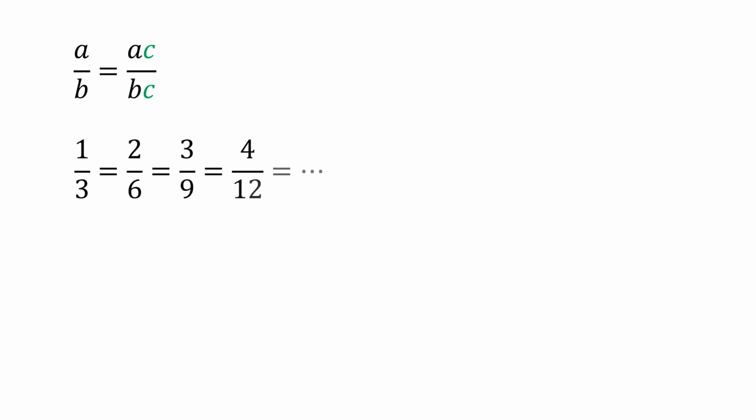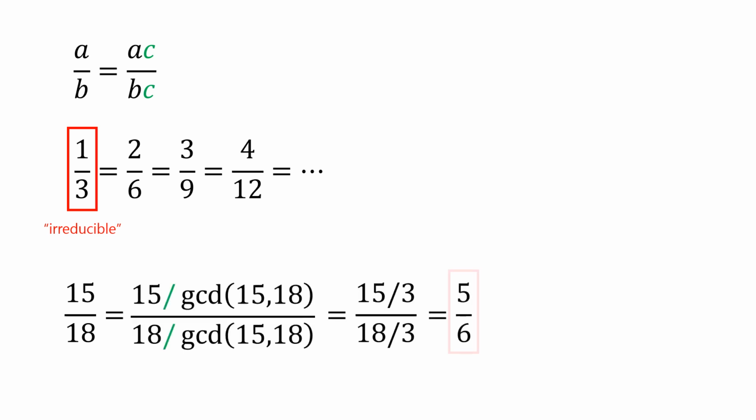This fact allows you to make fractions of the same amount as many as you want, but the simplest one is rather special. It is called the irreducible fraction. How to find the irreducible fraction from a given fraction? Since we have to remove the largest common factor, reduce by the GCD of the 2 numbers, and then you get the irreducible fraction.